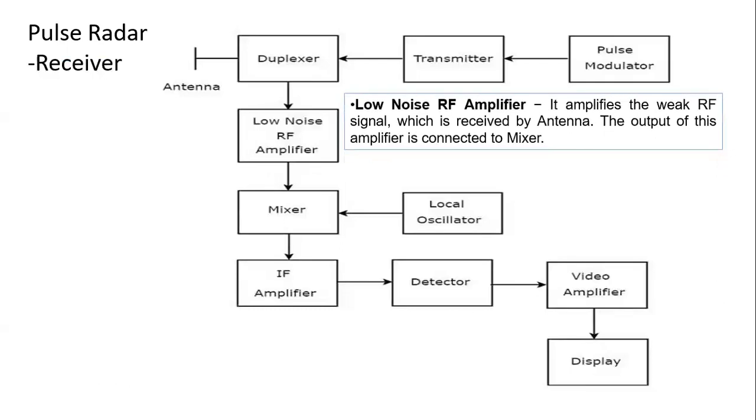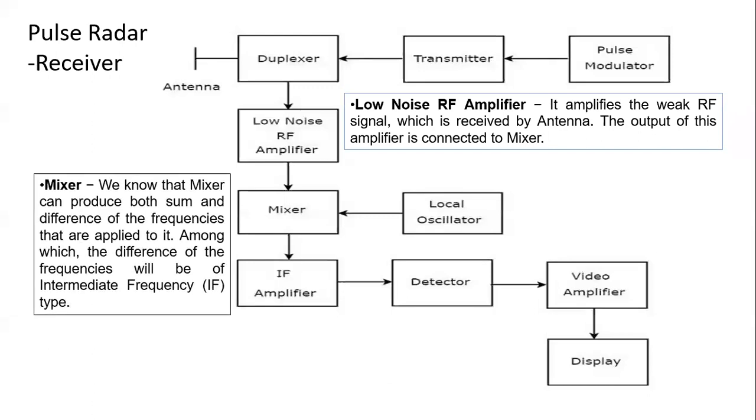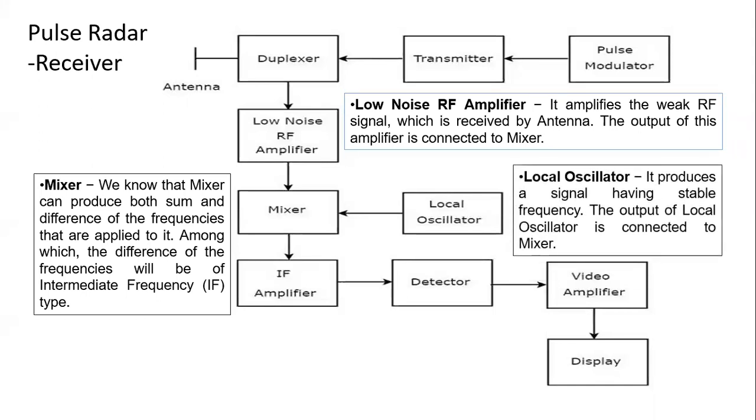Now when we talk about the receiver, when the signal has been received by the antenna, the duplexer turns off the transmitter, turns on the receiver, and the signal goes to a low noise RF amplifier, where the weak RF signals are amplified. Further, these signals go to a mixer where it produces the sum and difference of those frequencies, and that leads to an intermediate frequency. Then we have a local oscillator which produces a constant high frequency which it gives to the mixer. This actually helps to produce the IF frequency.